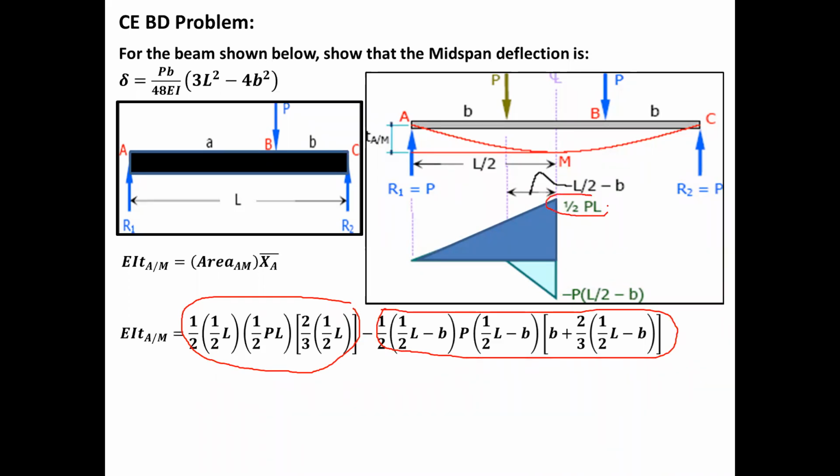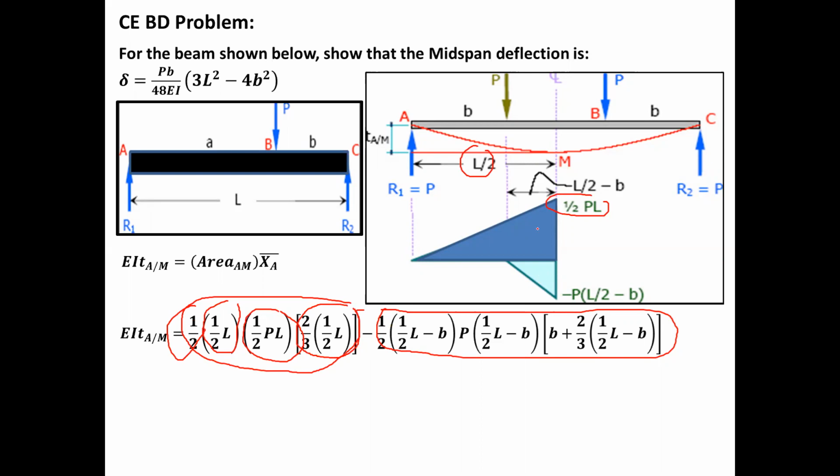Ito yung para sa 1 up PL. Ito yung kanyang base, L over 2. Ito yung 1 up PL. Ito L over 2. Ayan. Then 1 up, since triangular yan. And then ito yung kanyang lever arm.